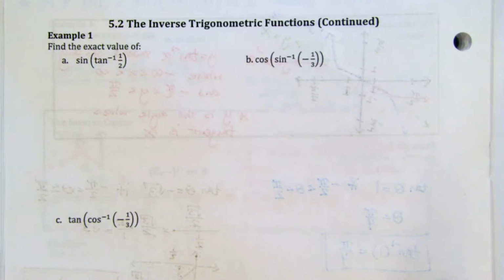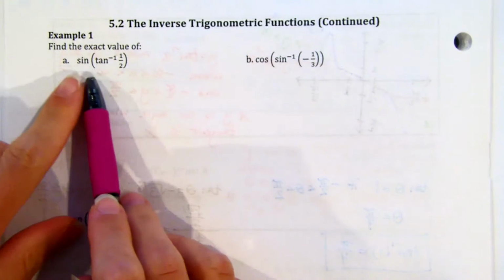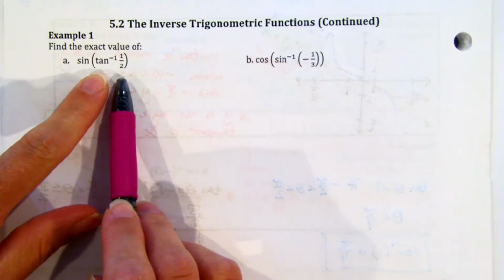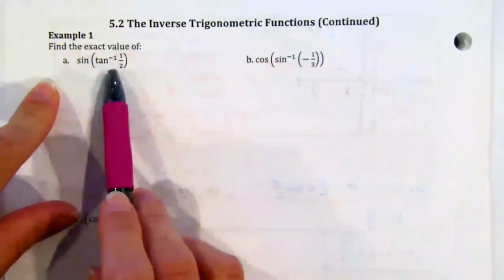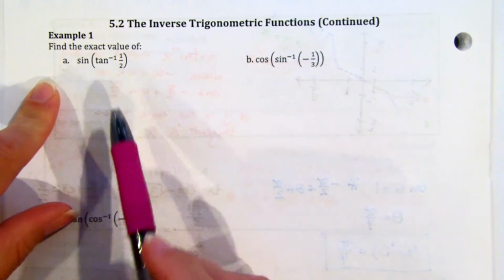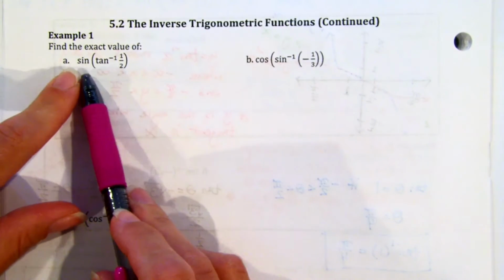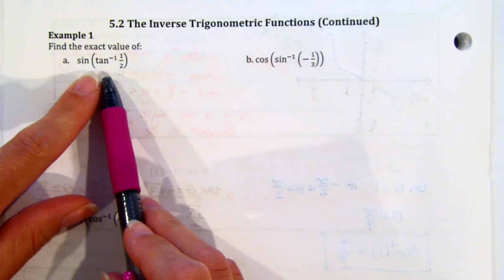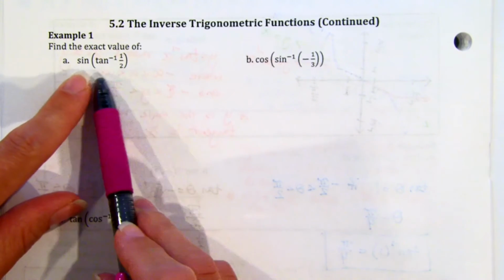In section 5.2, we're continuing to look at inverse trigonometric functions. For this first example, we're looking at composition of functions. As you can see, we're taking the sine of the inverse tangent of 1/2. Whenever you have mixed functions, they don't undo each other. Like if this was the sine of the inverse sine of 1/2, the sine and the inverse sine undo each other. But that doesn't happen here.